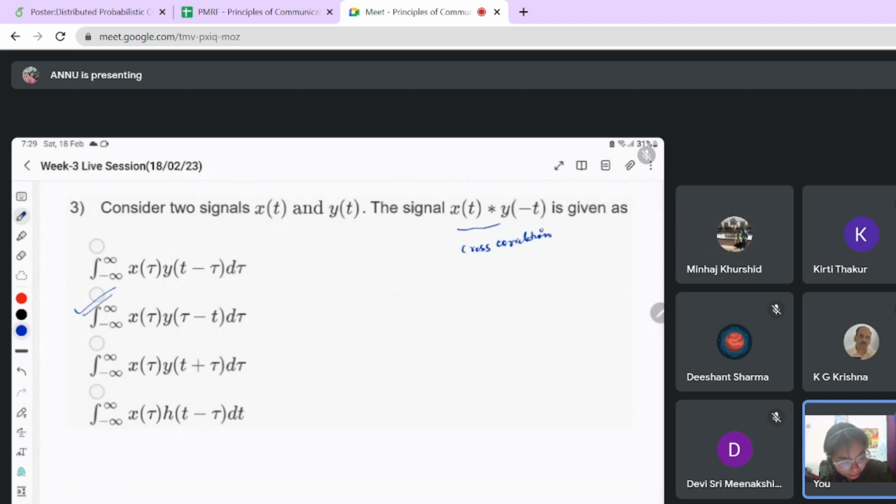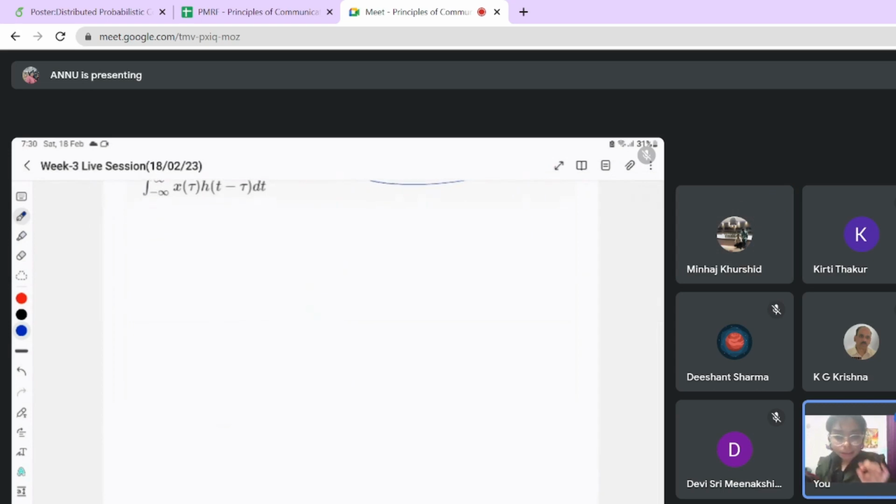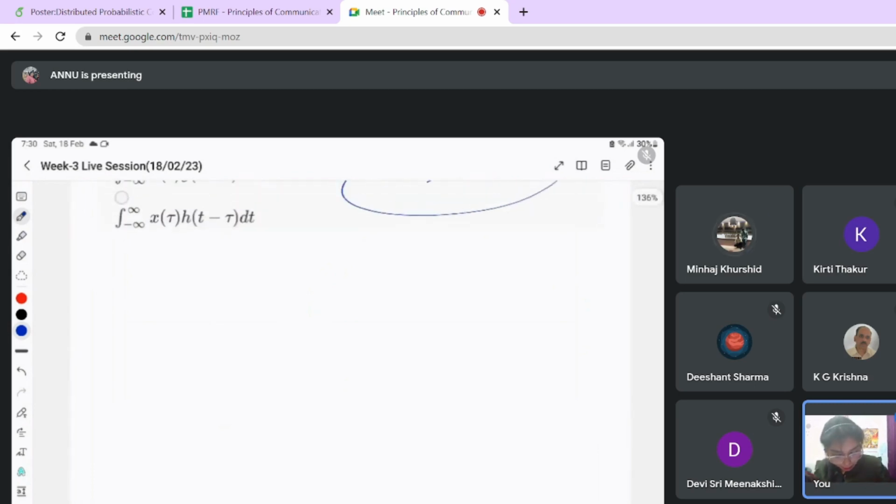I'll ask you to find the Fourier transform of the modulus of x and also prove that the cross correlation between x and y is equal to x(t) convolved with y(-t). It is very easy, but you should not confuse between these two. Please find this one, and you will have an understanding of the Fourier transform. Later, at the last, I'll try to complete this with a few concepts. So this is important.